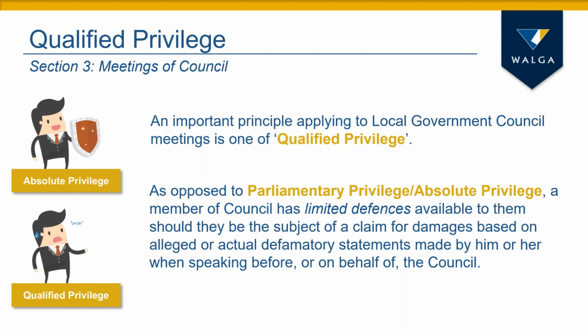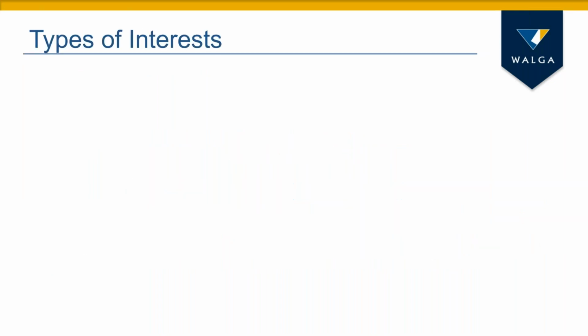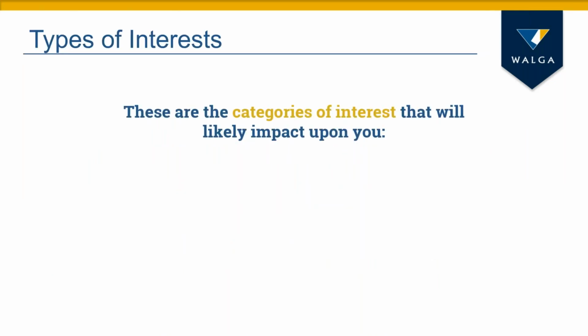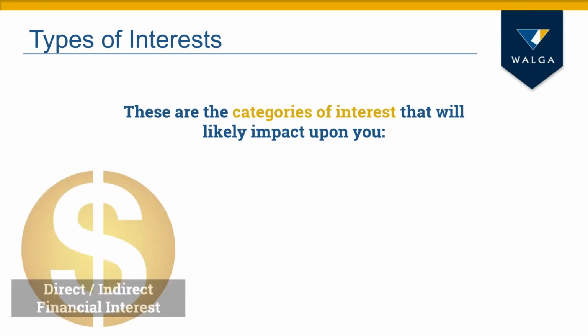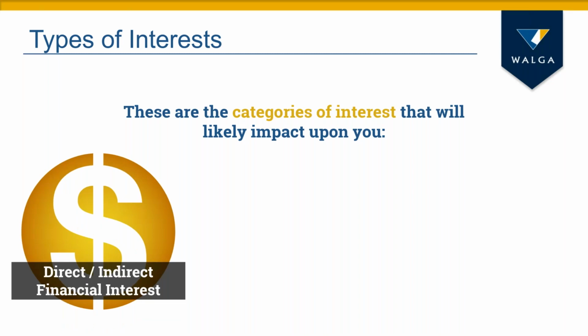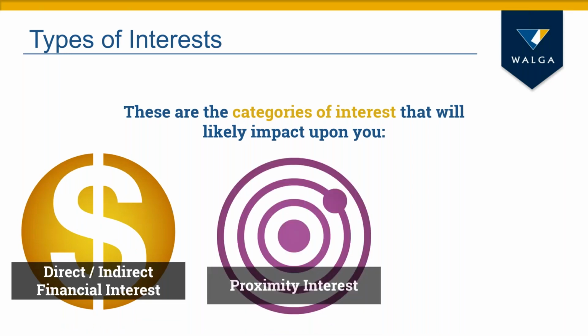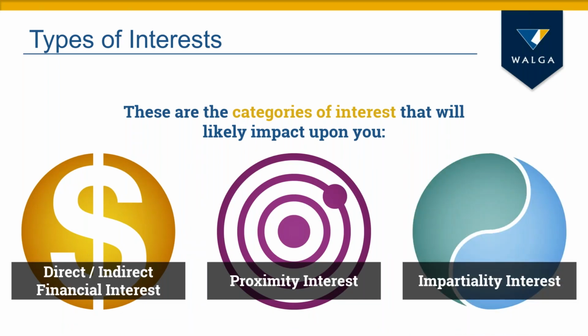As a councillor, you may be required to make declarations of interest in matters that are being considered at council meetings, and you may not be able to participate in that part of the meeting. So let's look at declarations of interest in detail. There are three main categories of interest that are likely to impact on you: direct and indirect financial interests, proximity interests, and impartiality interests. Let's look at each one individually.